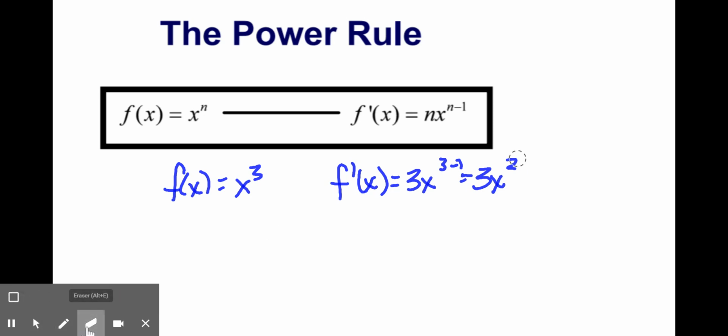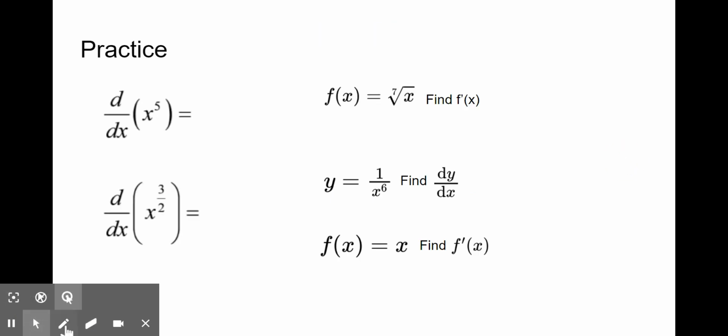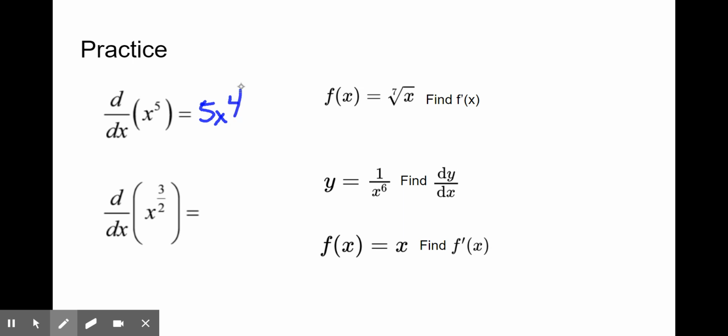All right, so let's see what we can do. Let's try some power rule problems. Here's some practice coming up. I want you to derive with respect to x: x to the 5th. So take this numeric power, put it in the front, take 1 from the power, you get 5x to the 4th. You're all done. How about this one underneath? x to the 3 halves.